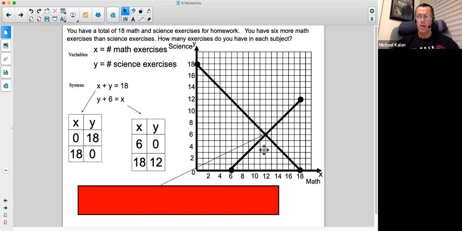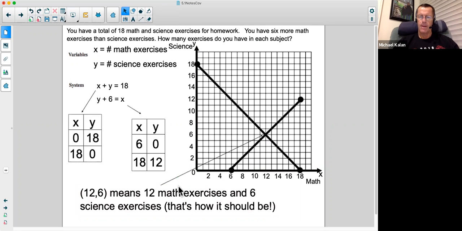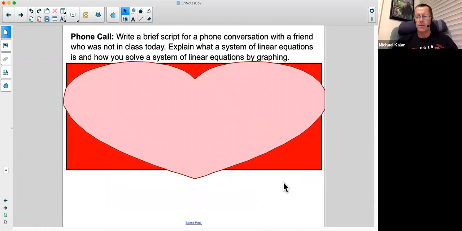So that would be what? 12 math problems, 6 science problems. Okay. And of course, that's how it should be. You got to practice your math, right? Science problems usually take a little longer too. And by the way, does that make sense? Is 12 double 6? Or is 12 6 more than 6? Yeah. Does 12 plus 6 add up to 18? Sure does. Okay, cool.